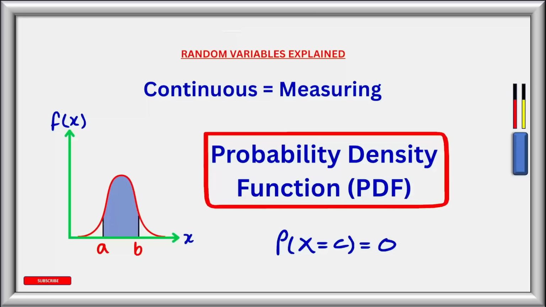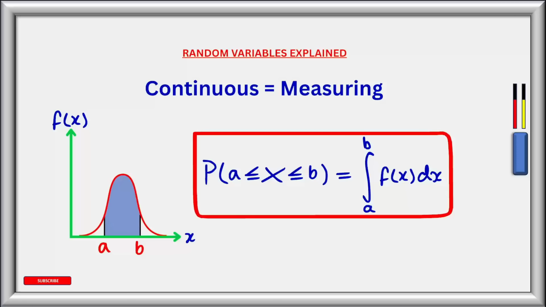To get an actual probability, you need an interval, and in our probability density function f of x shown on the screen, the interval is a to b, and we can calculate the shaded area under the curve between the lower limit a and the upper limit b using integration. And so for any continuous random variable, the probability that x falls within the interval of a and b is precisely the integral of its probability density function, in our case f of x. And this is the integral from lower limit a to upper limit b of f of x dx.